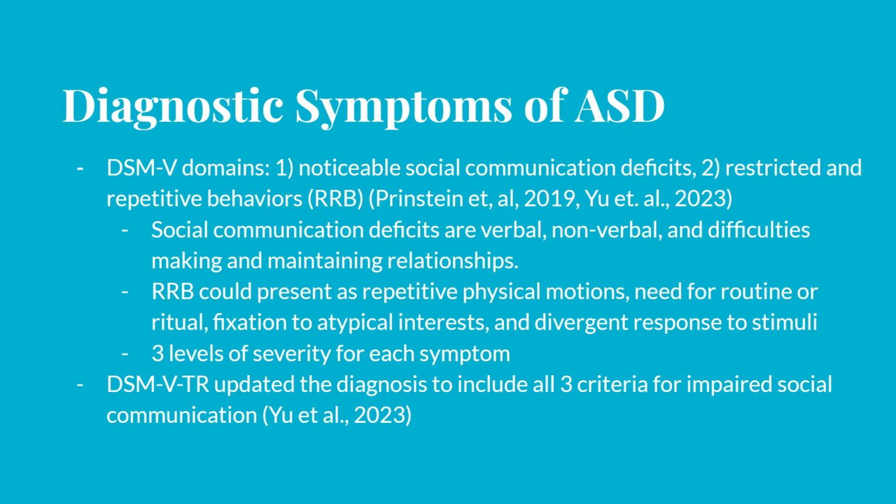The second domain, restricted and repetitive behavior, or RRB, can present as repetitive physical motions, need for routine or ritual, fixation on interests that are not typical, and divergent responses to stimuli. You might be familiar with the term stimming, which is a type of RRB.